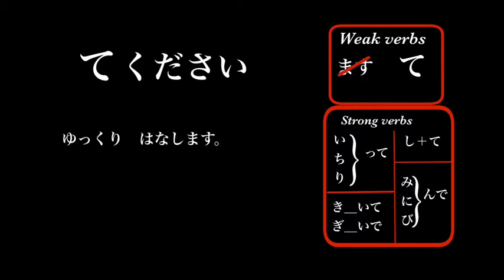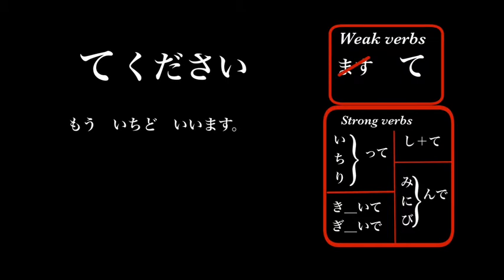When somebody is speaking, hanashimasu, often it's too quickly for us to understand. So to say please speak slowly, we have the word slowly, yukkuri. Yukkuri hanashimasu changes to hanashite, and we add kudasai. Yukkuri hanashite kudasai. Please speak slowly.